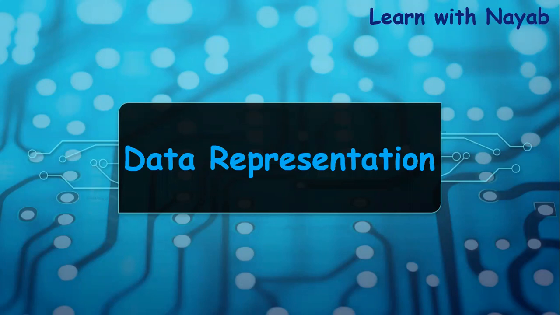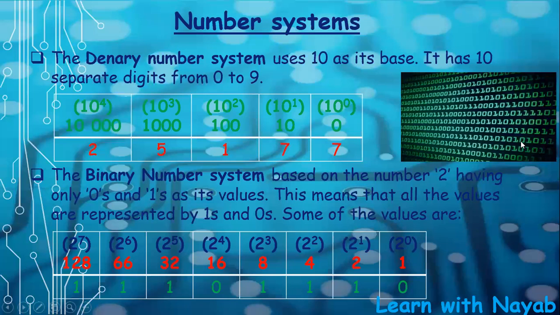So for today we're going to read data representation, and this is the first topic of the computer IGCSE O levels book. Today we're going to read about how we even represent the data we have in our computers or any device. So let's start. Number systems. First, we're going to read about the number systems.